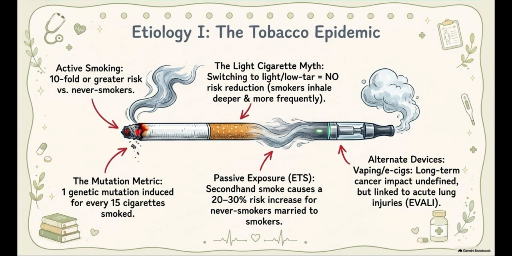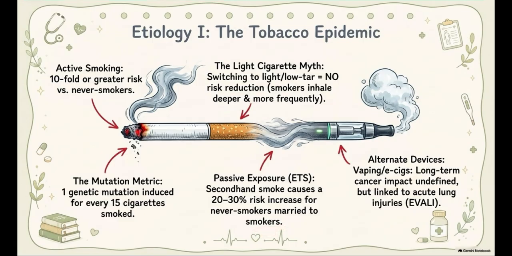And switching to light or low-tar cigarettes offers absolutely zero risk reduction. Smokers simply inhale deeper and more frequently to get the nicotine. We also have to look at passive exposure, or secondhand smoke. This causes a 20 to 30% risk increase for never smokers who are married to smokers.